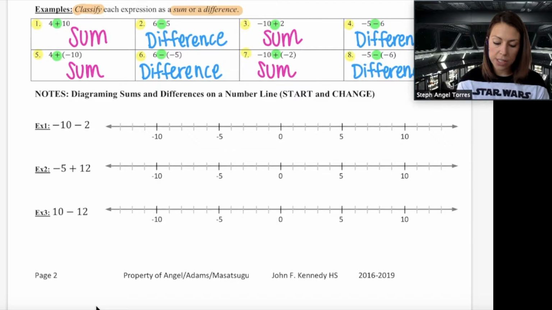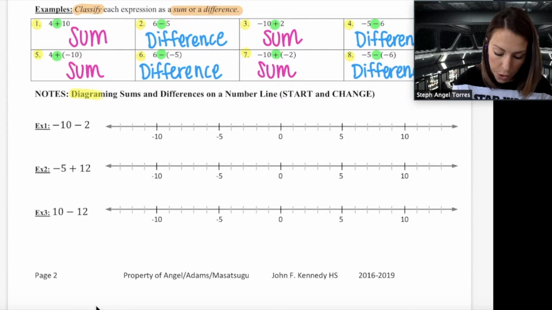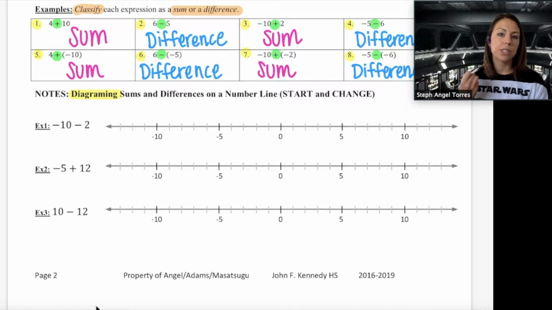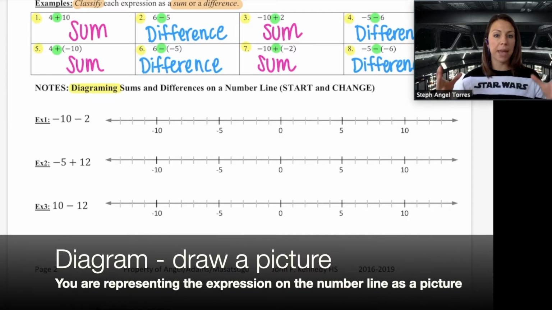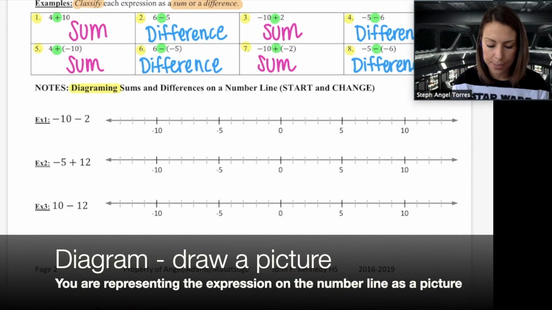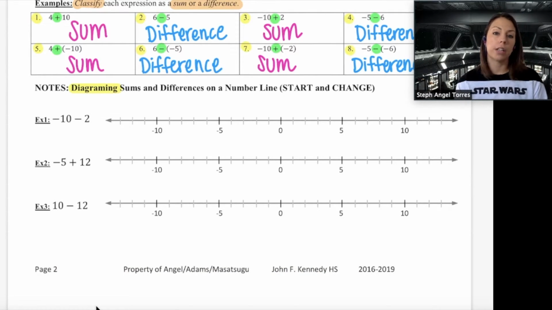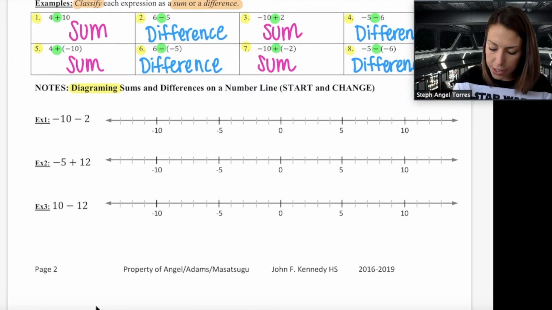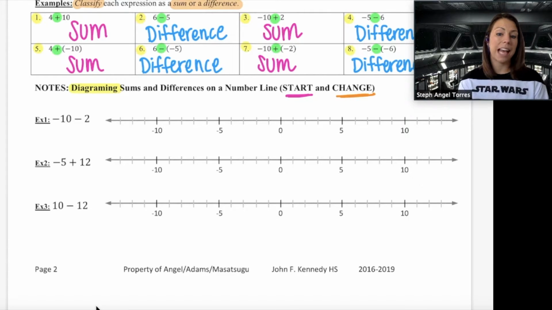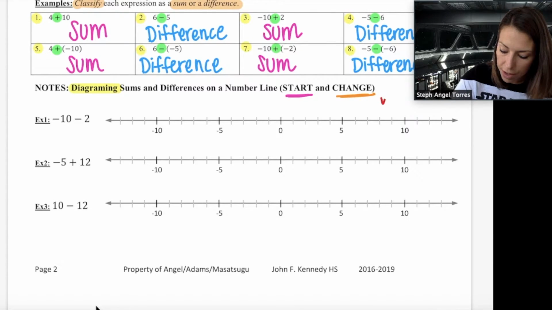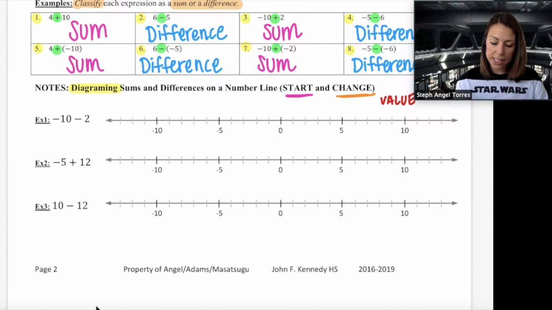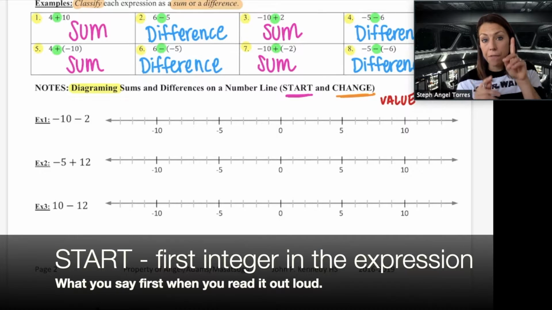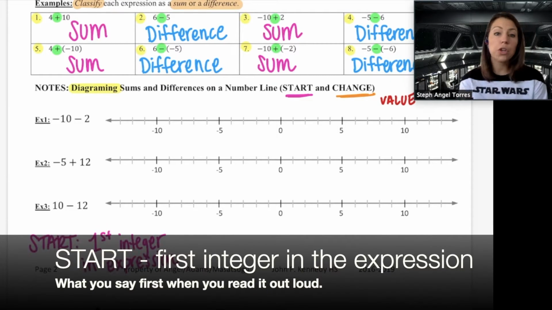So if we read the directions here, it says to diagram sums and differences. Now, to diagram means we're actually going to do this math on the number line. We're actually going to make a picture of what these expressions represent. Now, there are 3 parts to a diagram. There is the starting value, there is the change, and then there's where you end up. And where you end up is called the value of the expression. I'm just going to squeeze that one in there. So let's talk about these. So the starting value is the first number in the expression. So it's whatever you're reading first.